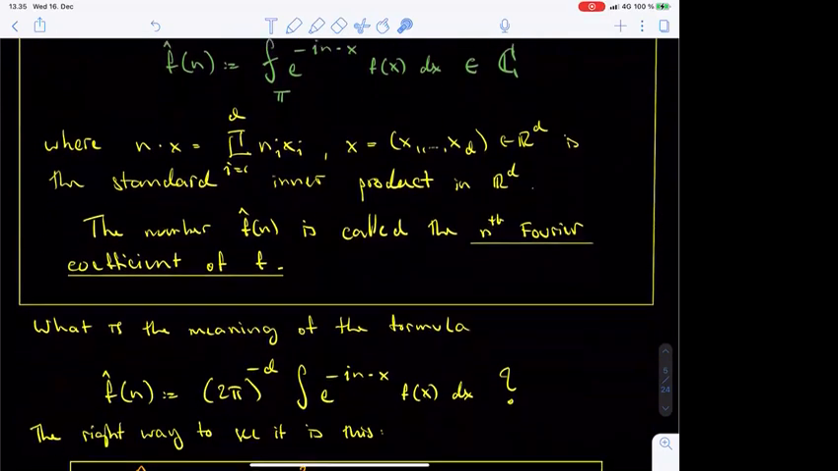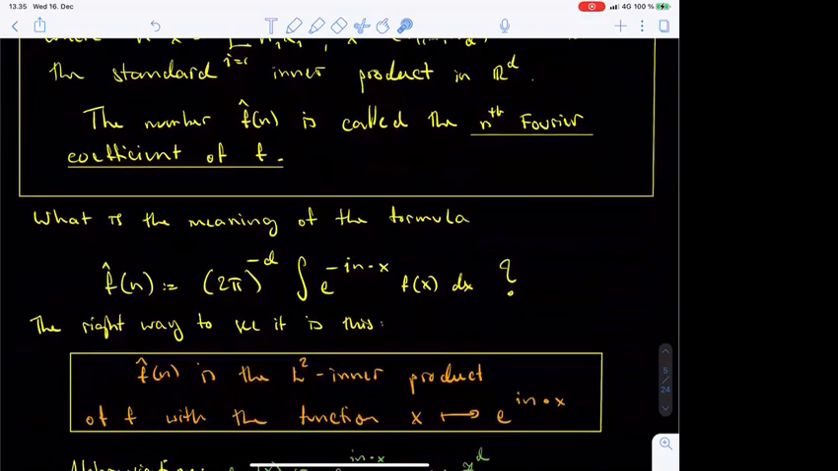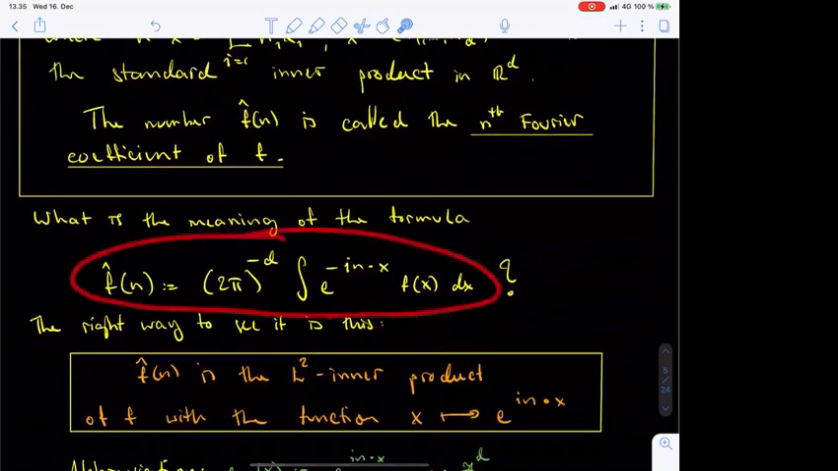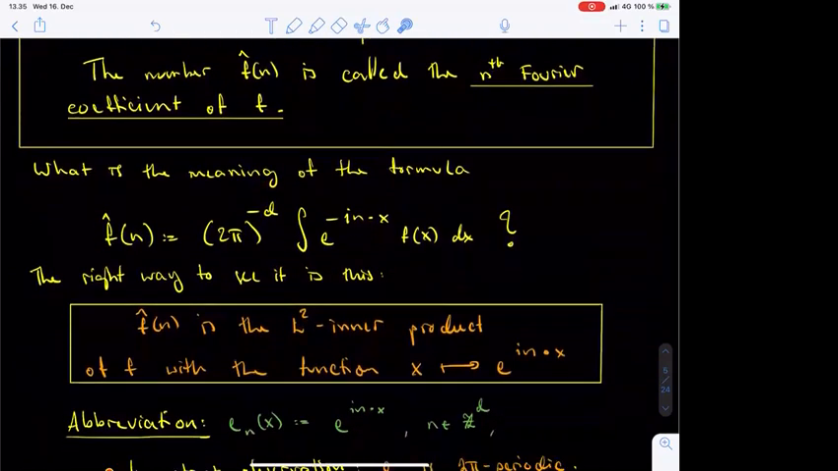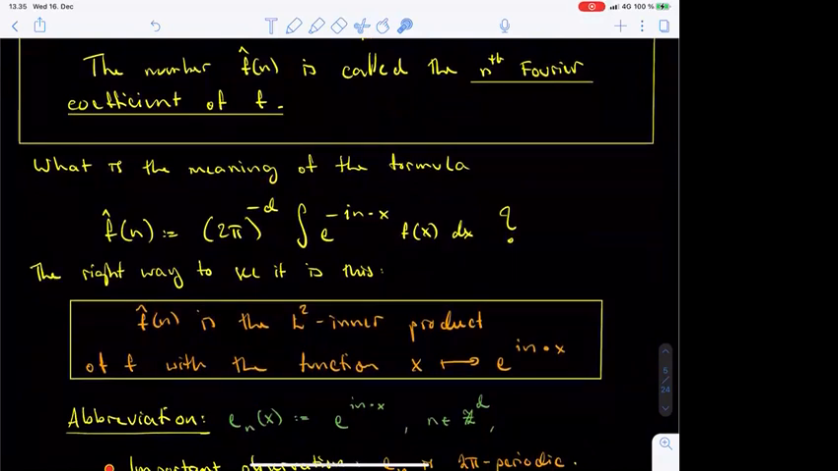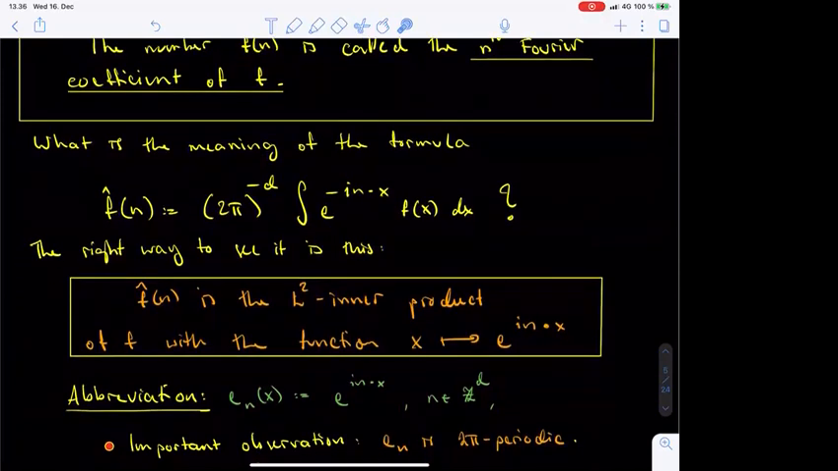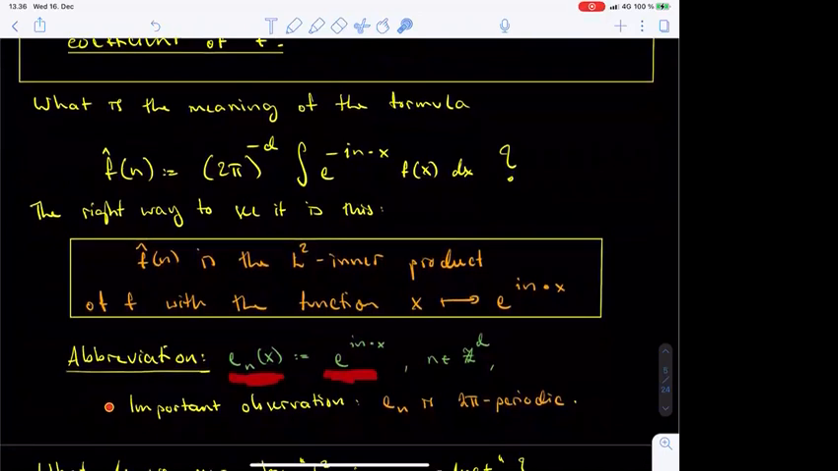The first natural question here is: what is the meaning of this Fourier coefficient with index n? The best way to look at it is that it's the L2 inner product of f with the complex exponential e to the power i n dot x. In the sequel, this function x maps to e to the power i n dot x will be abbreviated to e_n. This was already mentioned in the previous lecture, but the functions e_n are all 2π periodic functions.